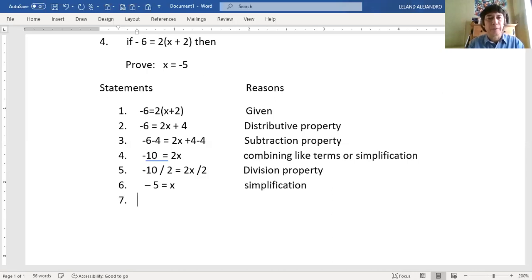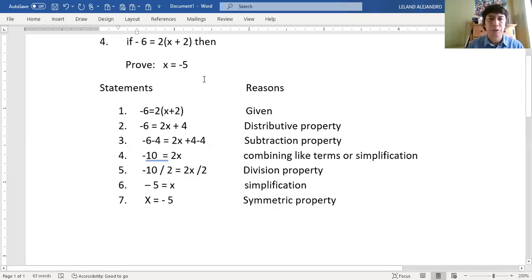There. And of course, we don't usually write it this way. X must be equal to negative 5. And this is by way of, by the reason, distributive up. You can call this symmetric. Yes, symmetric. There. All right, symmetric property. And we just have the solution. And this is the conclusion. And that means proven. There.